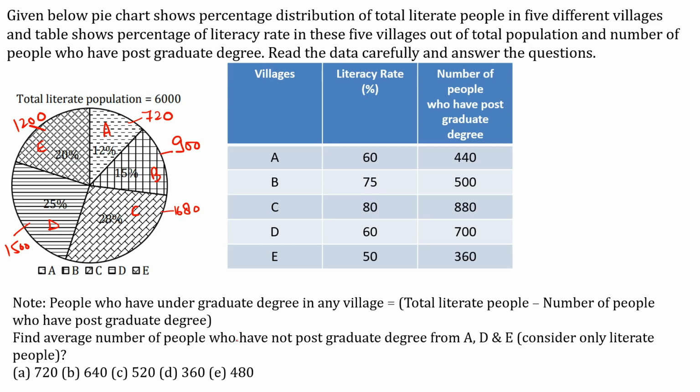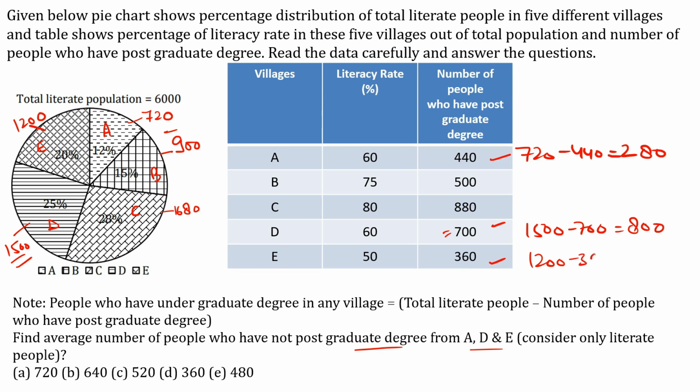Okay, find the average number of people who have not postgraduate degree from A, D and E. Which one? A, D and E. Postgraduate means only the graduate one. So A we have 720, so obviously 720 minus 440, this will give you 280. From D guys, we have 1500 minus 700, because total literate number of people here and postgraduate here, so literate minus postgraduate will be equal to not postgraduate, 800, okay. E we have 1200, so 1200 minus 360 will be equal to guys 840, okay.